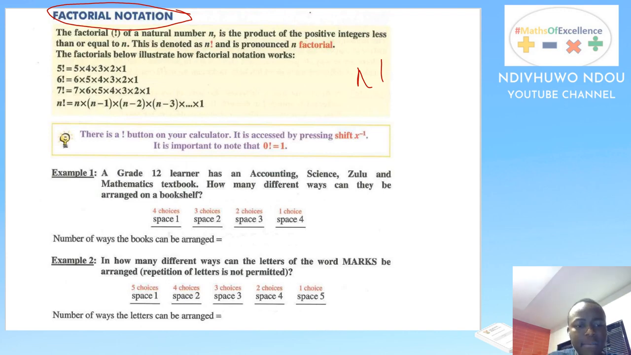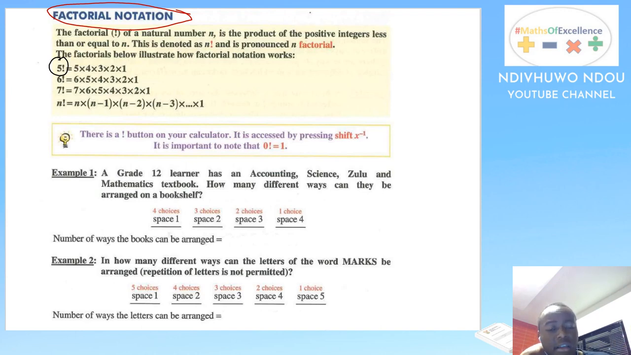What does it mean? For example, if I have 5 factorial, as the given example here in the book. Look here, we have 5 factorial. So it will be equal to the product of the natural numbers, positive integers less than or equal to n. So if it's 5 factorial, our n here is 5, so it will be 5.